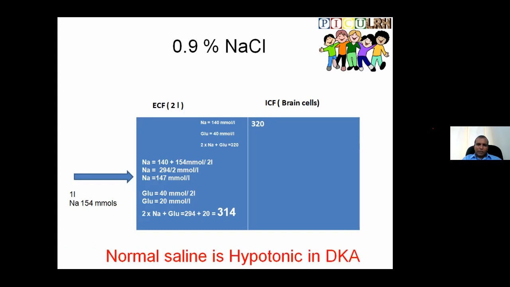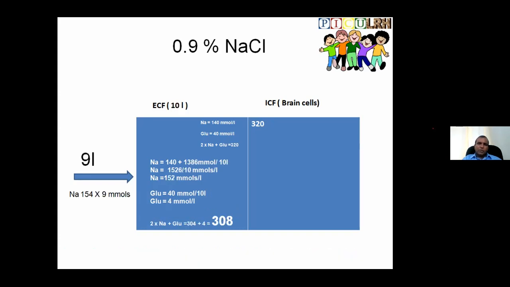Even normal saline is hypotonic in DKA. So if you're using a huge amount of normal saline, what will happen? Now instead of 1 liter, if you're using 9 liters, now the total volume becomes 10 liters. Osmolarity drops to 380. So if you're using more normal saline, osmolarity can drop further. That is the rationale of not using a huge amount of fluid in all the guidelines. Whatever guidelines we are using, all the guidelines are saying restrict fluid. In various places they are trying to restrict fluid, but the rationale is this.